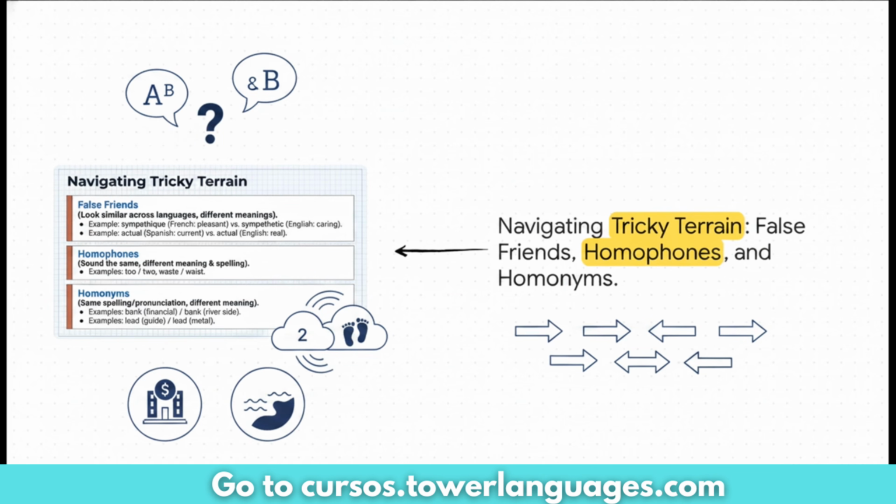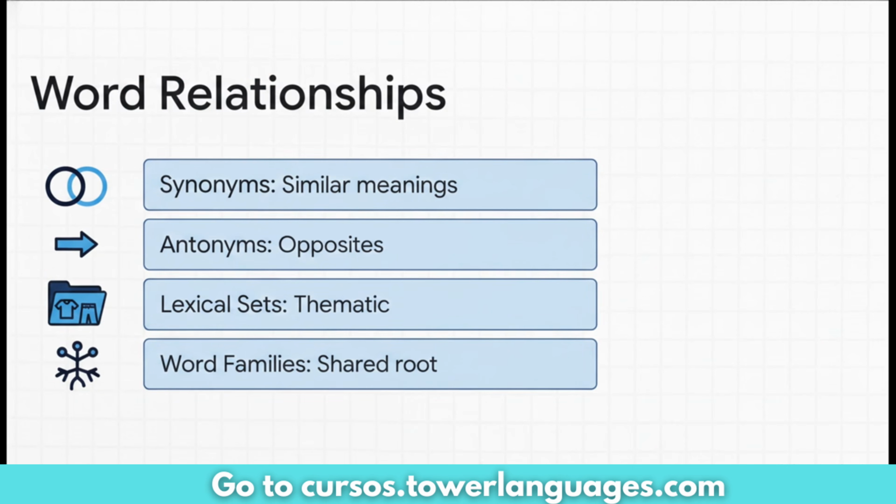And finally, homonyms, which have the same spelling or pronunciation but totally different meanings, like a riverbank versus a financial bank. Beyond those tricky words, actively mapping out standard word relationships is a fantastic strategy to help with student memorization. We have synonyms, which share similar meanings, and antonyms, which are opposites.